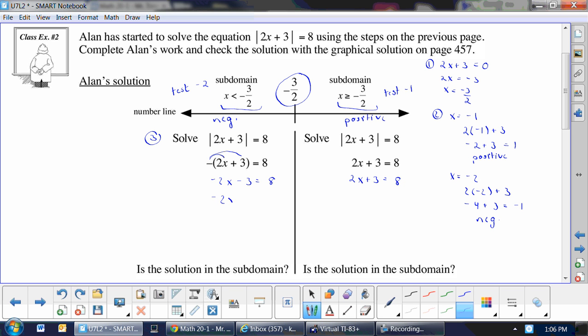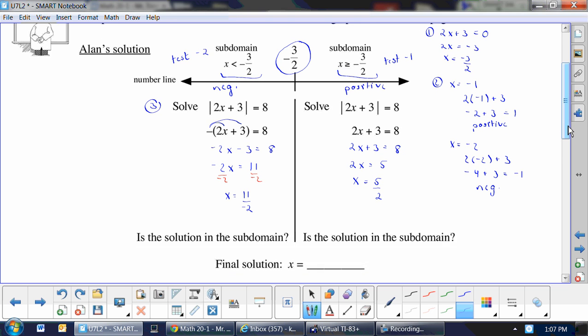So we go, okay, negative 2x is equal to 11. And then we go, okay, well, let's divide by negative 2. Exactly. So we don't have to worry about inequalities at this point. Okay? And then on this side, we get 2x is equal to 5. And then we get 5 divided by 2.